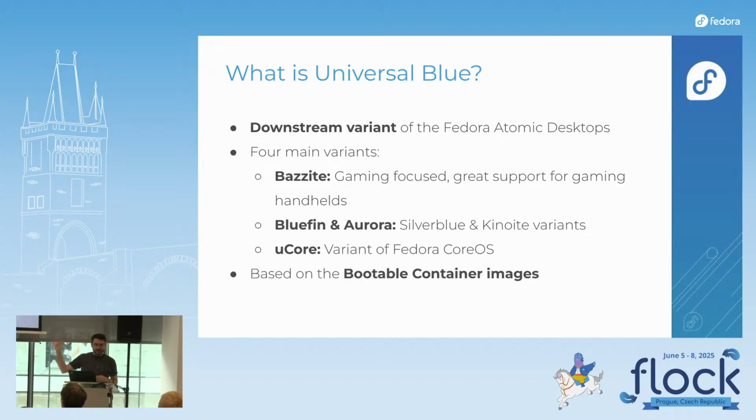And finally, there's uCore, which is kind of a variant of Fedora CoreOS. We don't know yet how much of it is part of the Fedora CoreOS stats. They are changing their variant ID so that we can figure out in the Countme stats how many uCore users there actually are. Right now, we don't really know.